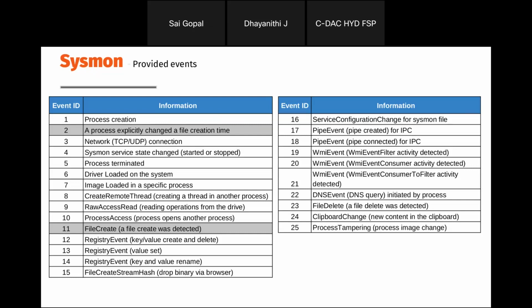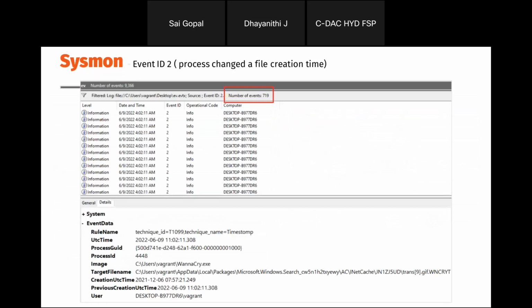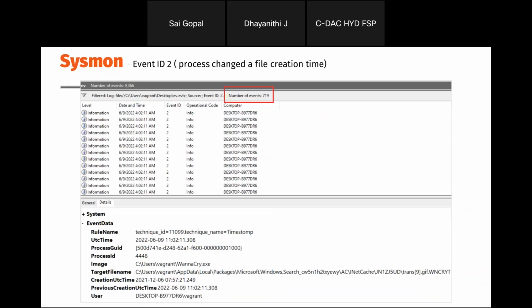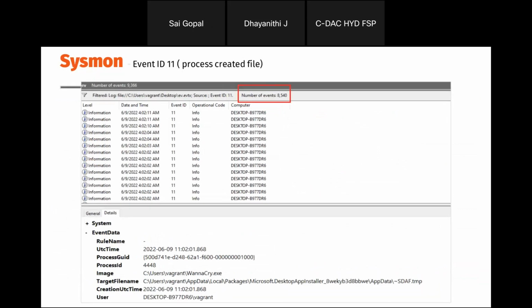Whenever we run WannaCry, these are the events that are generated. When we run the malware using Sysmon, we are able to identify around 719 events of event ID 2. If you observe previously, event ID 2 is a process explicitly changing the file creation time. This is one of the behaviors of ransomware. Another is that we are able to identify 8,540 events of event ID 11. Event ID 11 has occurred 8,540 times.